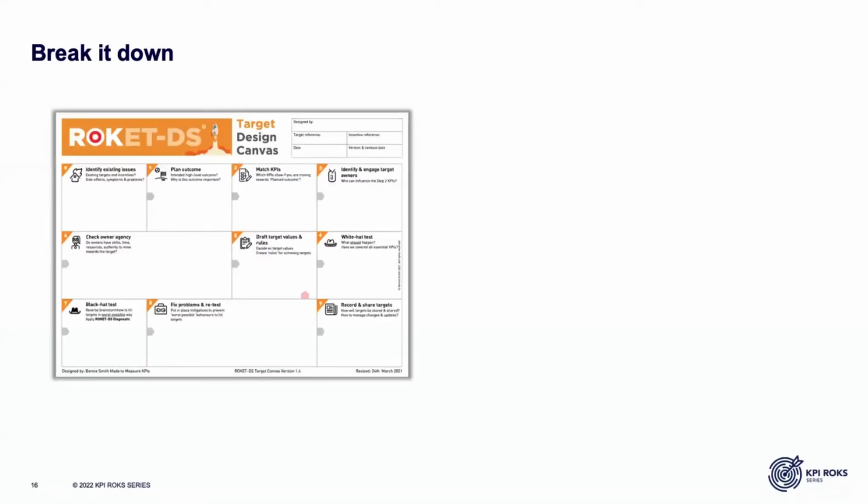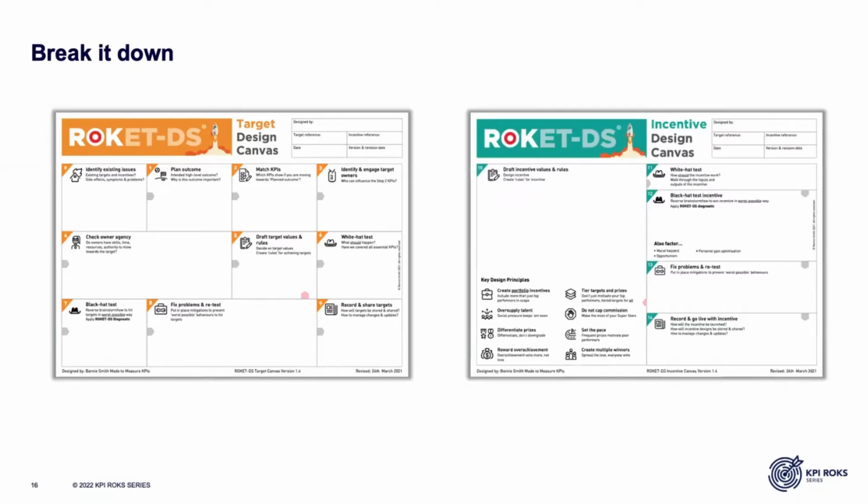Let's break it down. First, we have the target design canvas, and we have the incentive design canvas. We use these generally to run a workshop with your stakeholders where you go through the targets you define, and then you need to answer these 9 points in each canvas, so you can understand very well how we identify the issues, outcome, match the KPIs you are working with, the ownership, etc. So you have these to see more ahead.